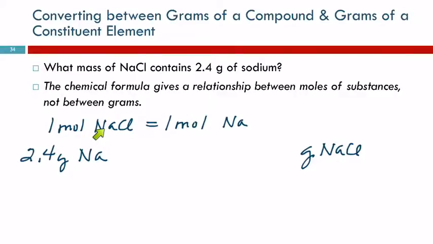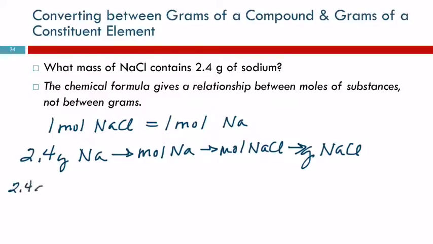We have this relationship that ties sodium chloride to sodium, but it's in moles. Could we get from grams of sodium to moles of sodium? Yes, we could. We learned that earlier. That's the molar mass of sodium. So we could get to moles of sodium. This relationship that we got out of the formula would allow us to go from moles of sodium to moles of sodium chloride. And then using the molar mass of sodium chloride, we could get to grams of sodium chloride. So there we have a path with 3 arrows. 2.4 grams of sodium. That means we're going to have 3 conversion factors.